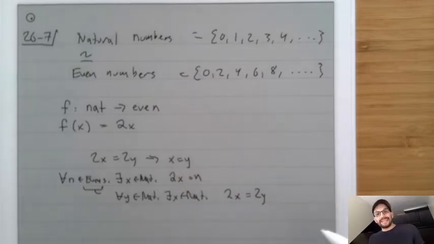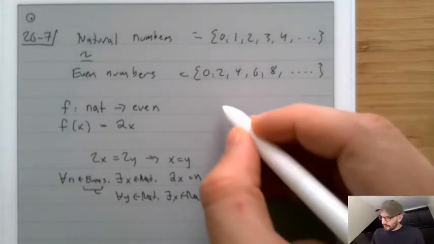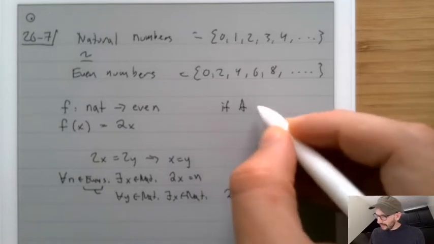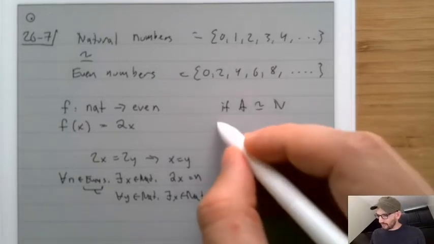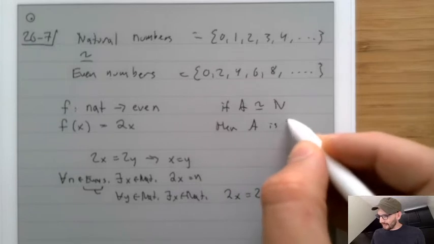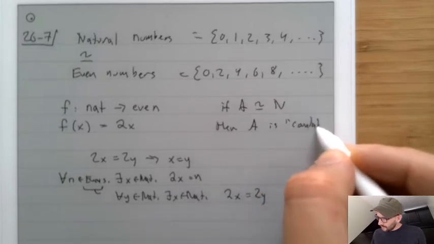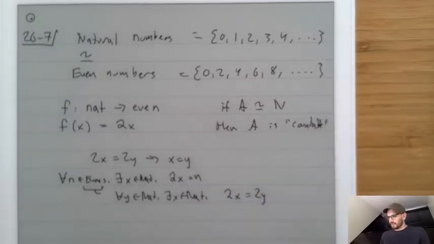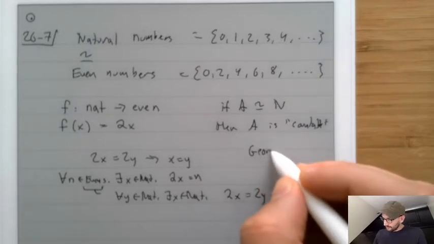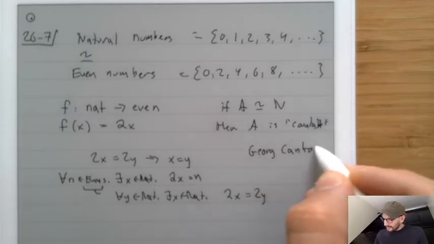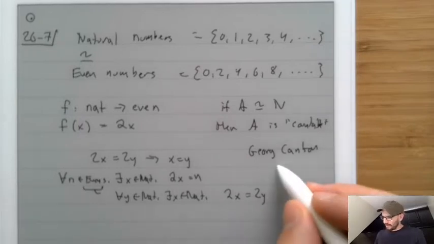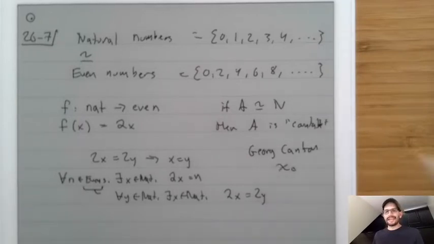We say that anything that is the same size as the natural numbers is called countable. So if A is the same size as the naturals, then A is countable. And the guy who came up with this theory is called Georg Cantor. And he called the countable numbers Aleph 0. I can't draw an Aleph, I draw it like a chi. Aleph is like the first Hebrew letter. Okay, so Aleph 0 are the countable numbers.